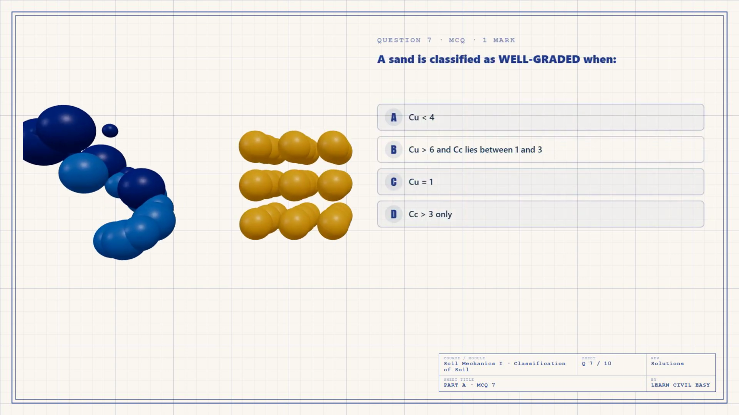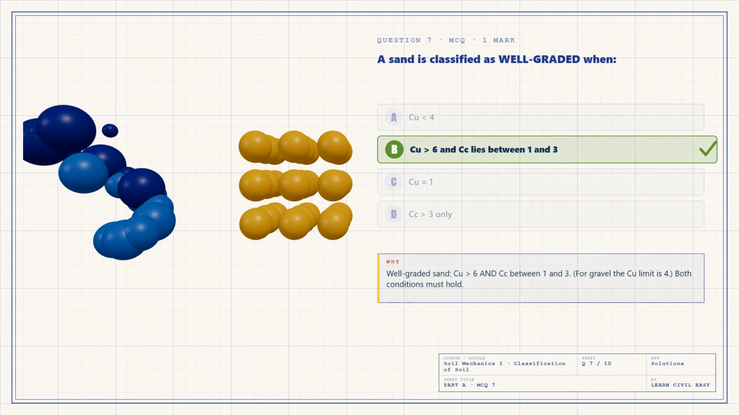Question 7. A sand is well graded when Cu is greater than 6 and Cc lies between 1 and 3. Option B. Both conditions must be satisfied together. For gravel, the Cu limit is 4 instead of 6.